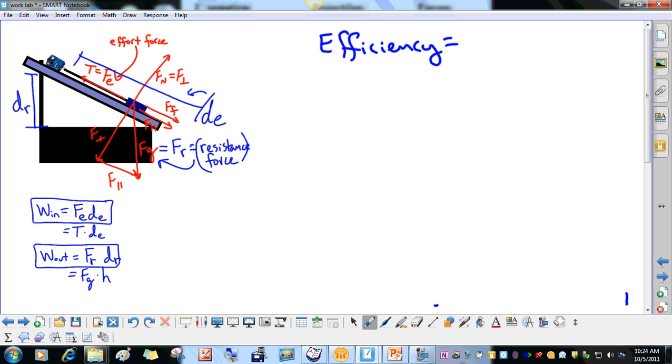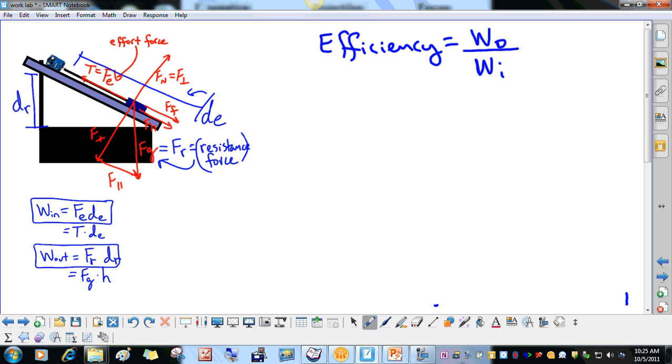So efficiency is the concept of, or it's the ratio between the work in and work out. So it's work out over work in. And how do you remember that? Because it's not on the equation sheet. Efficiency is not on the equation sheet, so you've got to memorize it. So how do you memorize this? Well, you've got to remember the concept.